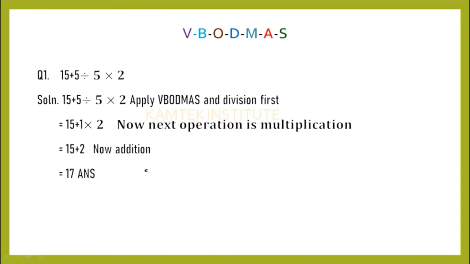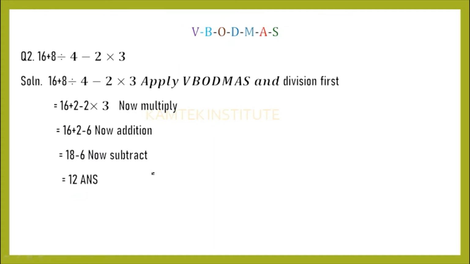Okay, move to question number 2. It says 16 plus 8 divided by 4 minus 2 multiplied by 3. Now look at the rules given to us. VBODMAS. V stands for vinculum or a bar. Do we have a bar in this question? We don't have, so we skip this operation. Do we have a bracket? No, again we do not have a bracket. Do we have an of sign? No, we don't have, so we skip that.